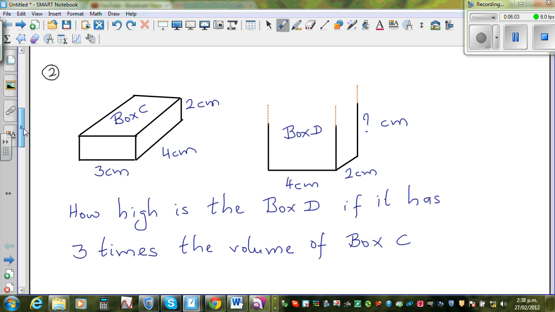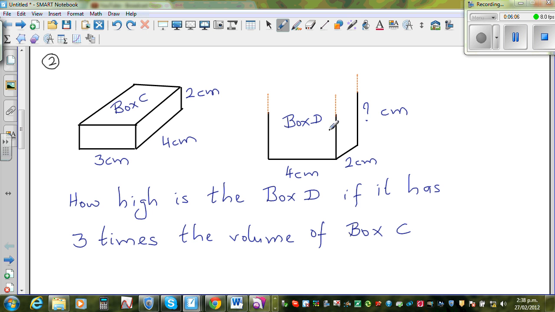Okay, the next question. This is one box. This is not drawn to scale. This box has a length of 3 centimeters, a width of 4 centimeters, and a height of 2 centimeters. Here, this is a box. It's partially drawn. This is 4 centimeters, 2 centimeters, and we want to find the height of this box. So what information do we have? How high is box D if it has 3 times the volume of box C?